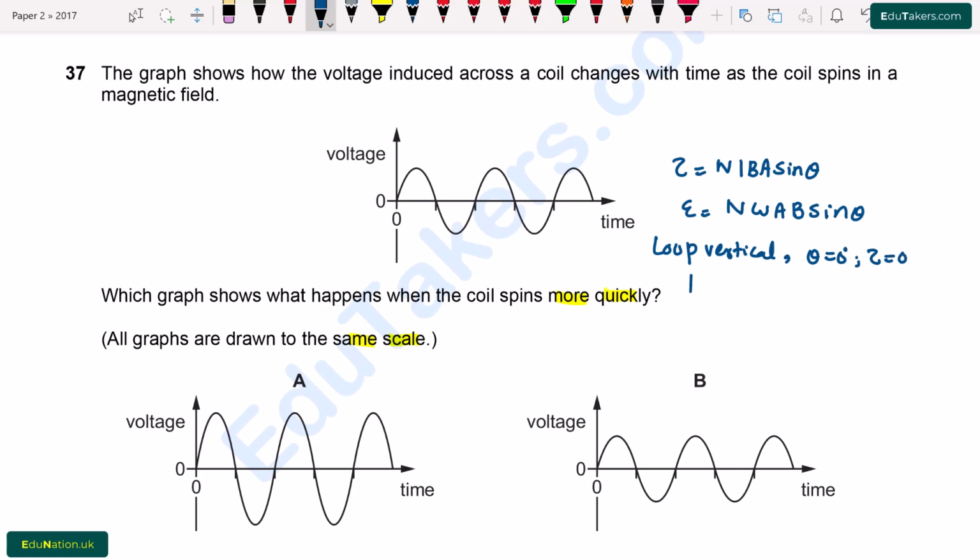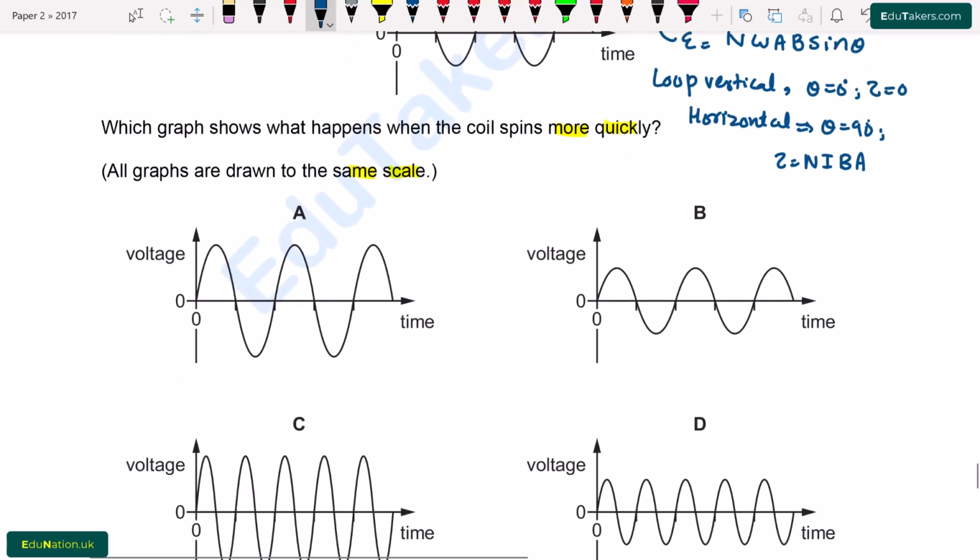But when the loop is horizontal, the angle is 90 degrees. So the torque will be maximum, which is equal to NIBA, because sine of 90 degrees is equal to 1. From here, we can see that the EMF is proportional to omega. It means that when the coil spins faster, then the EMF also increases.